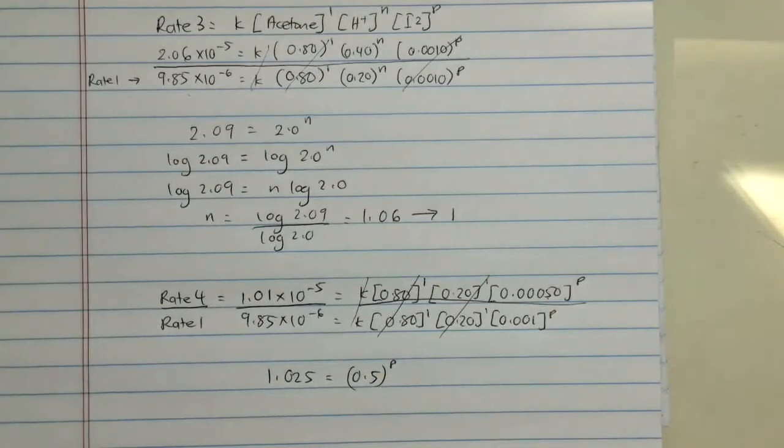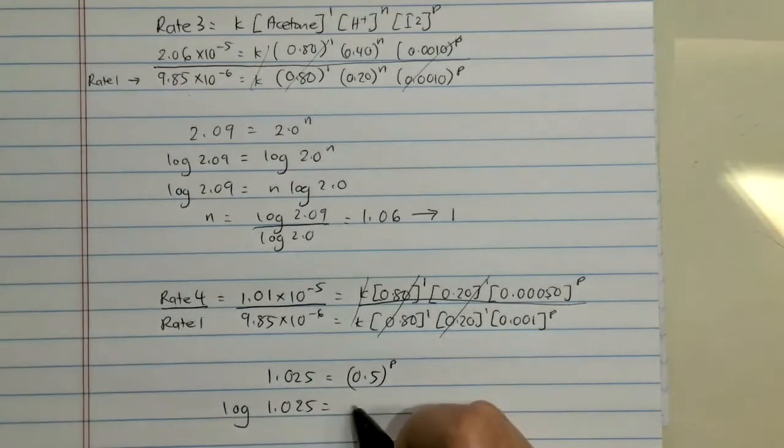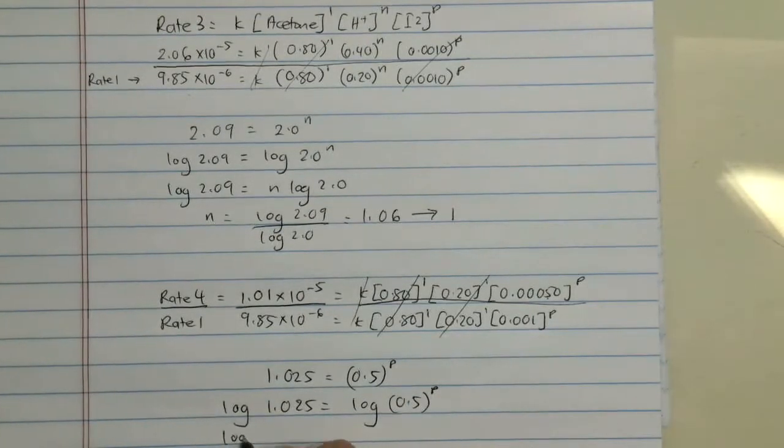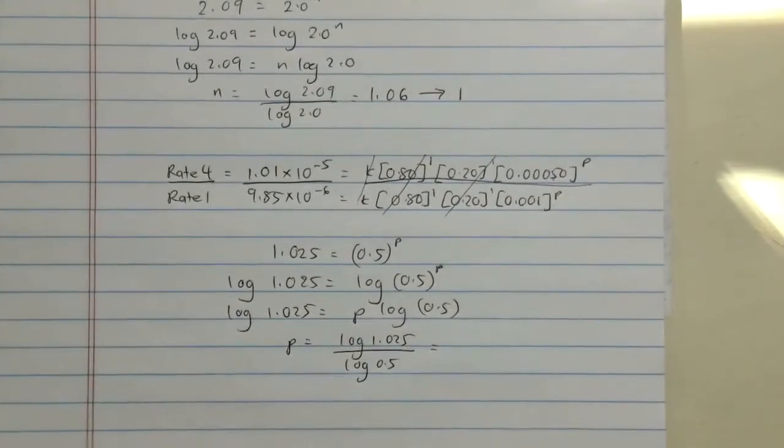Okay, so now I have to solve for p. I'm going to take log of both sides. Log of 1.025 equals log of 0.5 to the power of p. And I'm going to bring the p to the front. So rewrite this: log 1.025 equals p log half. Okay, and then p would therefore be log of 1.025 divided by log of 0.5. Right there.